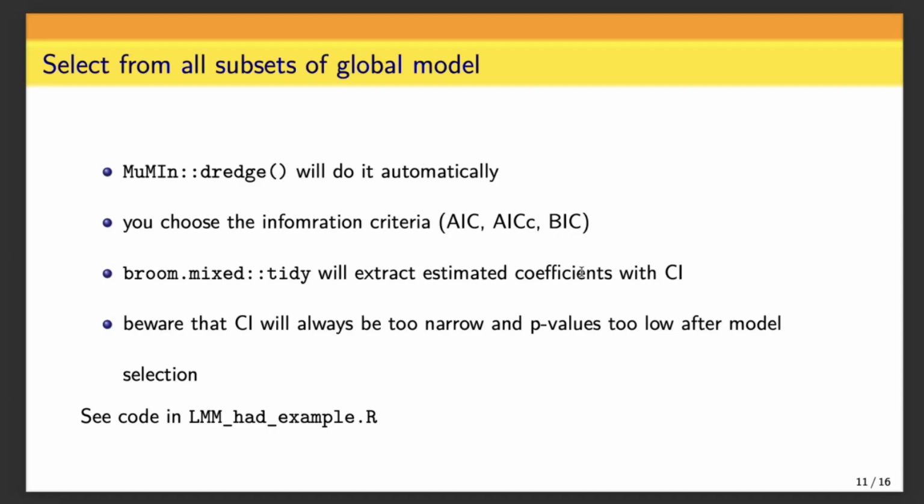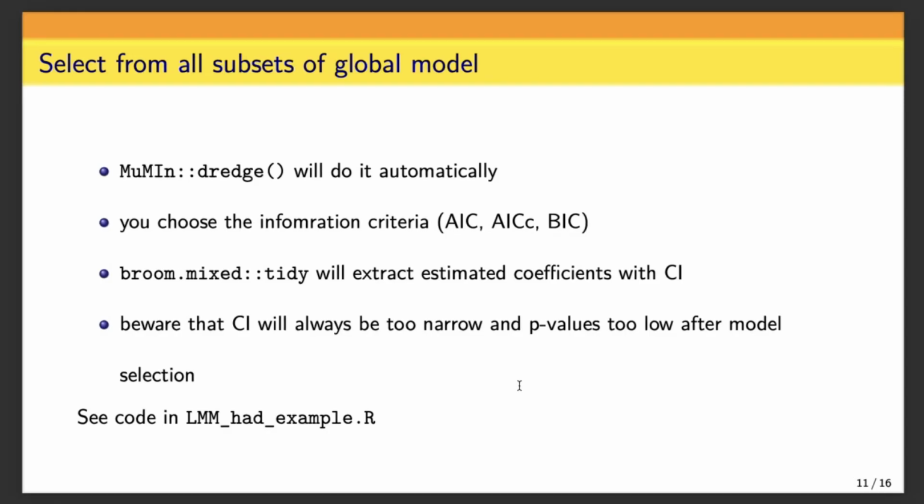0. But you should be aware that the confidence intervals will always be too narrow, and p-values will be too low after model selection. So if you do AIC to get the best model and then you look at the confidence intervals, it's still an interesting thing to look at, but you should know that the confidence intervals are not really 95% confidence intervals. They won't have the right coverage in the frequentist definition.